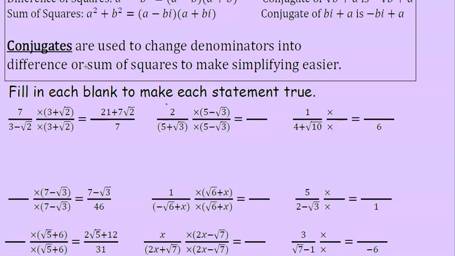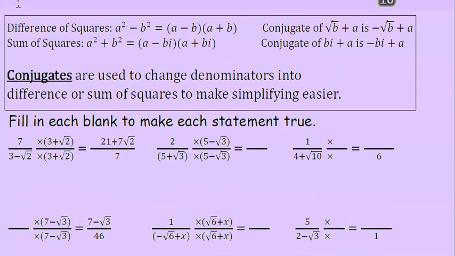Fill in each blank to make each statement true. So the first one's done for you. You distribute the 7 to each of those two terms to get 21 plus 7 square root 2. Use box or FOIL to multiply those out, you get 7.